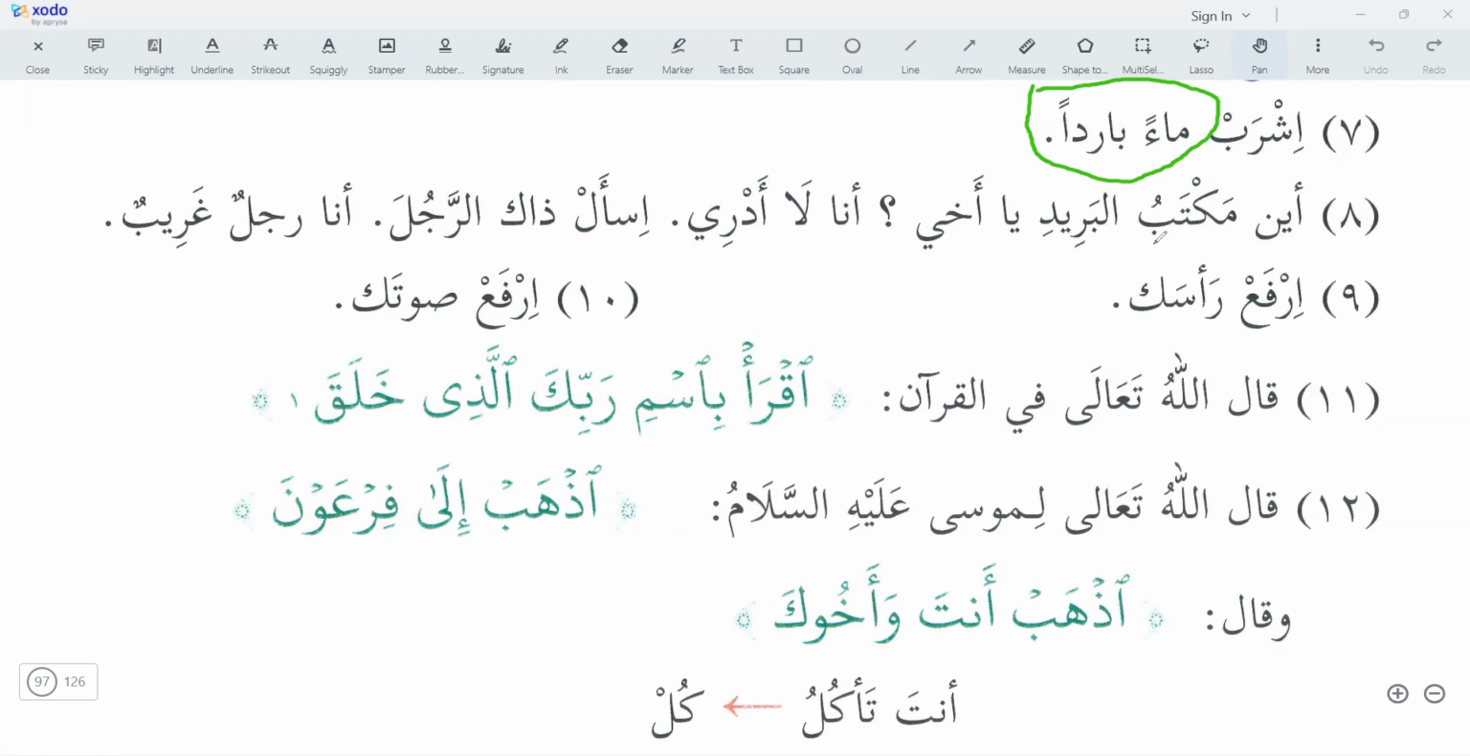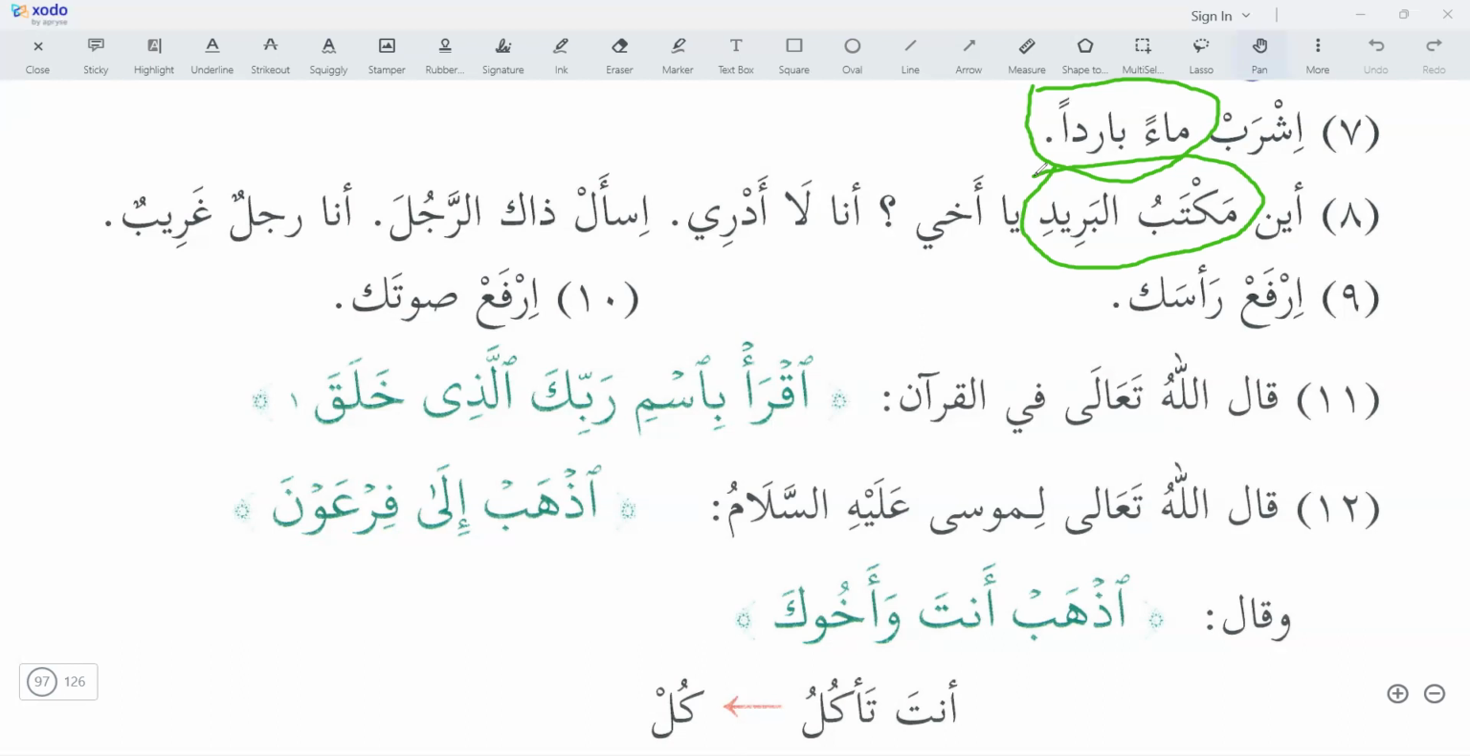Sir, maktabul baridi. Barid is cold and maktabu. Yes, sir. This baridi is not cold. Maktabul Baridi, akhi, post office. Okay, subhanallah. Where is the post office, oh my brother? Ana la adri. I do not know. Is'al hadhar rajula? Ask that man. Maktabul Baridi is mudaf and mudaf ilayh, and it means the post office.